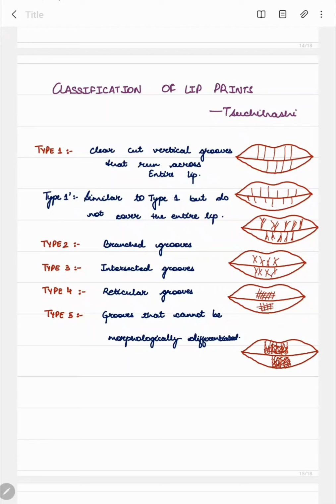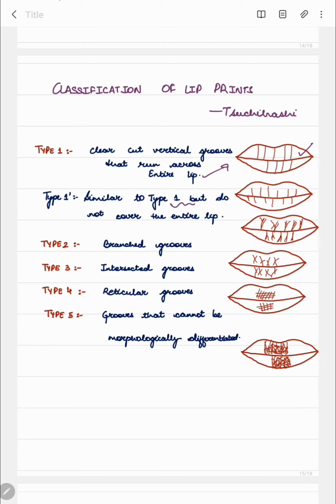Now the classification of lip prints. It is also given by Tsuchihashi. Type 1 has clear-cut vertical grooves that run across the entire lip, as you can see in this picture. It also has a subtype which is similar to type 1 but does not cover the entire lip. It may cover half of the lip.